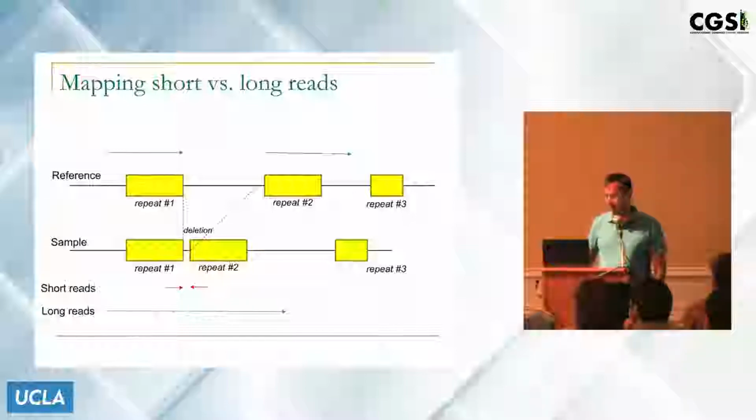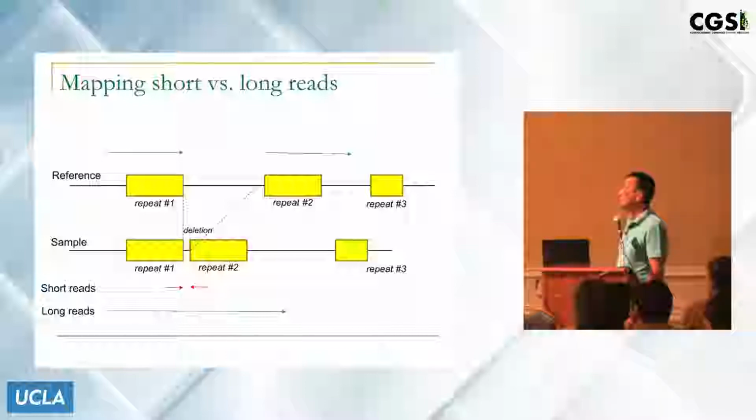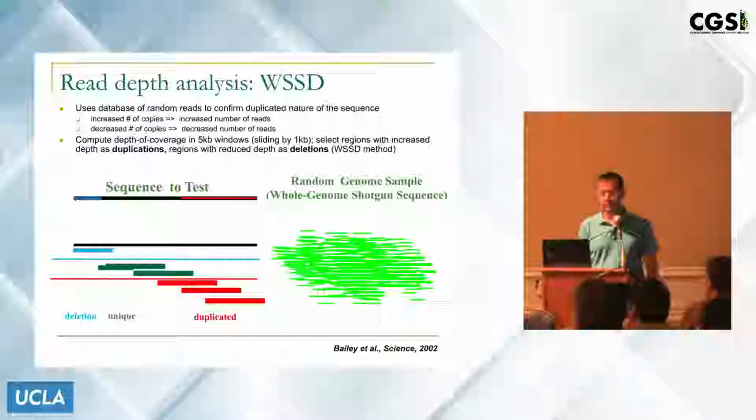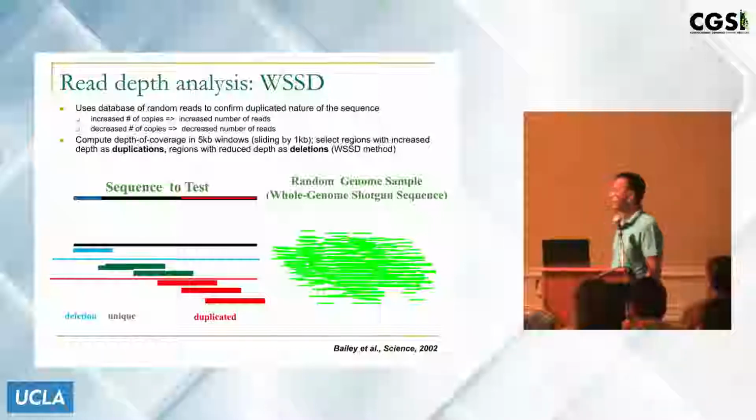So let's talk about those sequence signatures one by one. Read depth, developed as WSSD back in 2002, used the Sanger sequencing platform. The idea was simple: if you have a sequence to test, the reads are supposed to be generated randomly, so they should follow a random distribution.